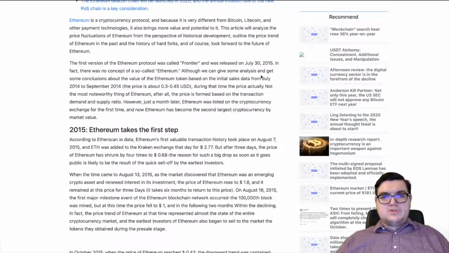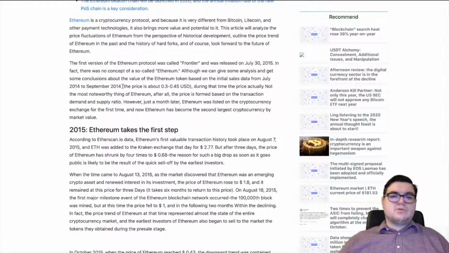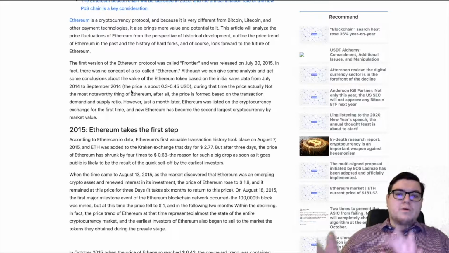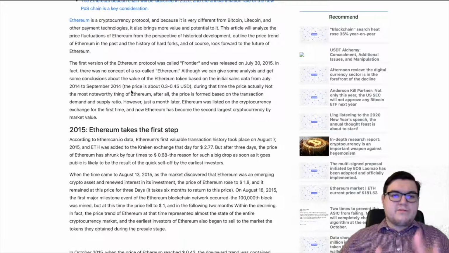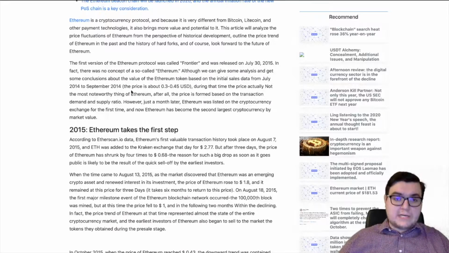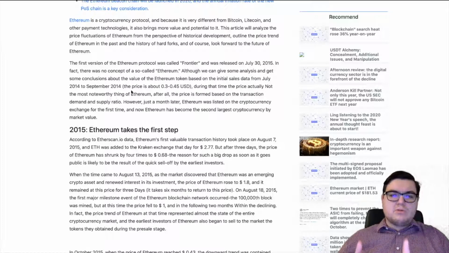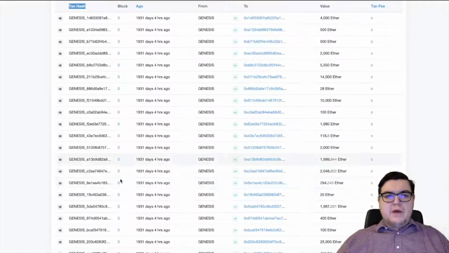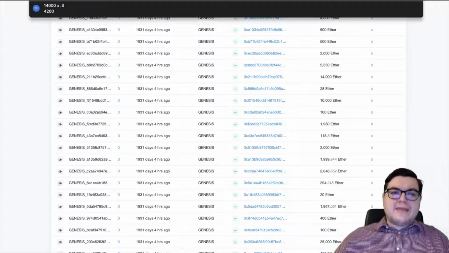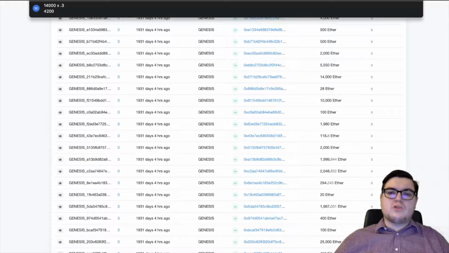Back in July 2014 to September 2014, the price of Ethereum during the pre-sale, so before Ethereum was actually called Ethereum, back when the first version of the Ethereum protocol was called Frontier, early investors, the earliest of them all, were paying an estimated 0.3 to 0.45 USD for each Ethereum. So let's just say 30 cents for every ether. And we go back to block 0, let's say 14,000. 14,000 times 0.3 gives us $4,200.